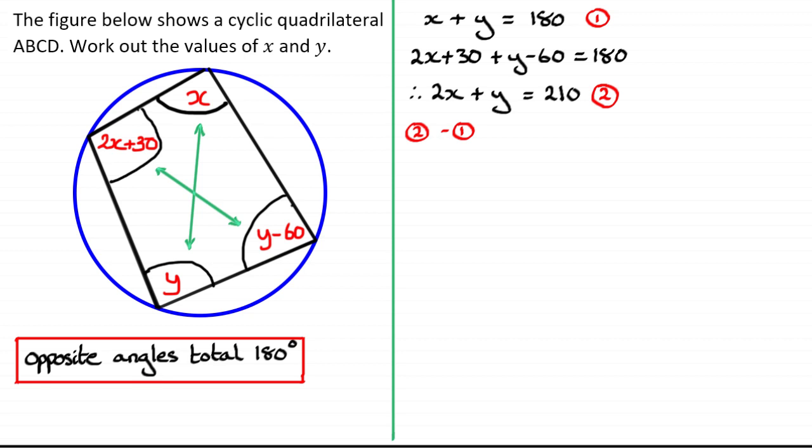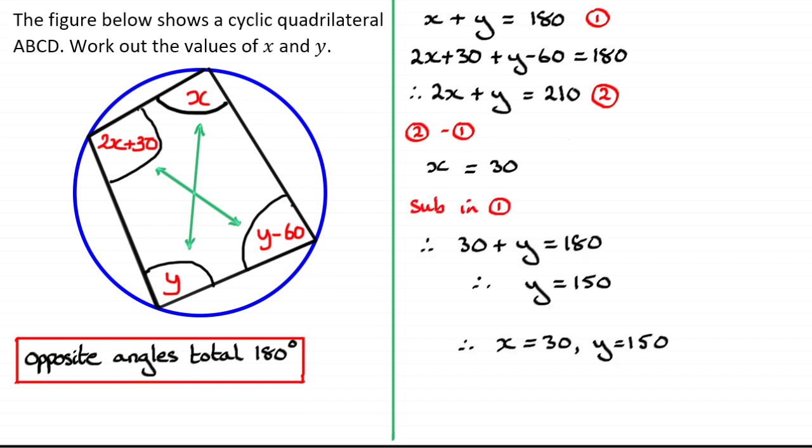2 take away 1 leads us straight into 2x minus x gives us the x, and 210 minus the 180 gives us the 30. So x is 30. All we need to do is substitute that value, x equals 30, into one of our equations, and I've decided to sub it into equation 1. And so we've got 30 plus y equals 180. Take away 30 and you end up with y equals 150. So therefore x equals 30, y equals 150.